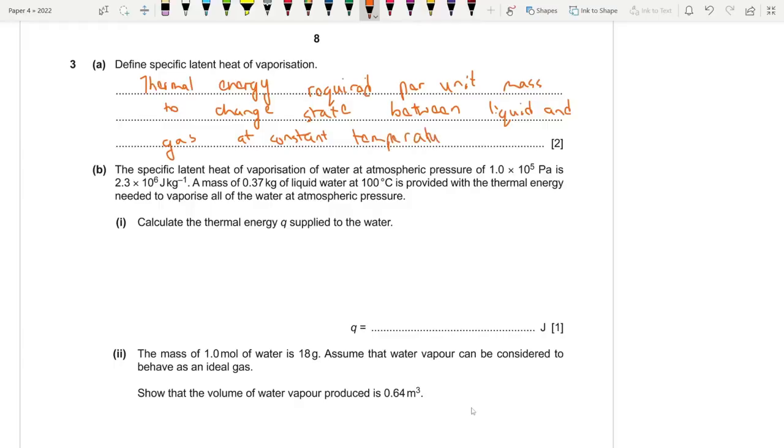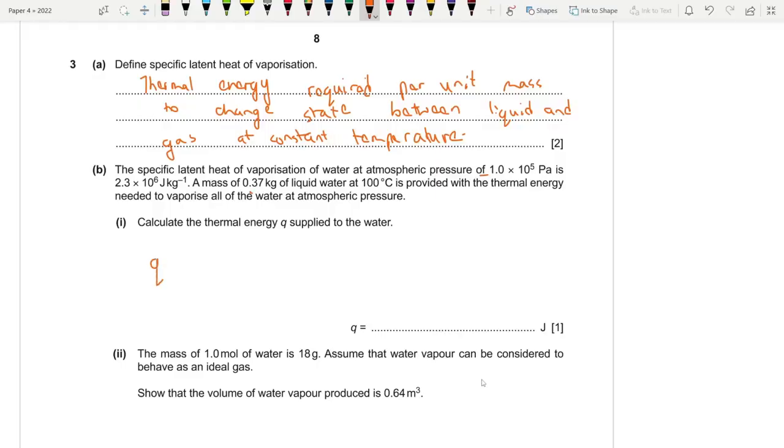At constant temperature, right? There you go. So the specific latent heat of vaporization of water at atmospheric pressure is 1 into 10 power 5 pascals. The mass of 0.37 kg of liquid water at 100 degrees Celsius is provided with thermal energy needed to vaporize all the water. Calculate the thermal energy supplied.